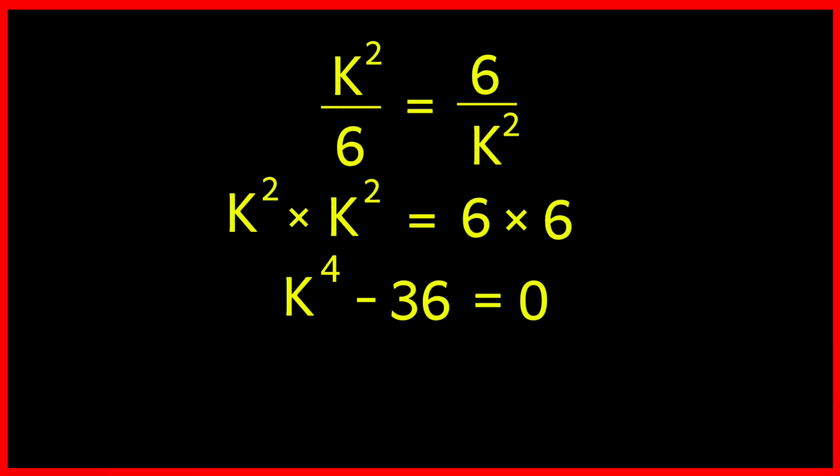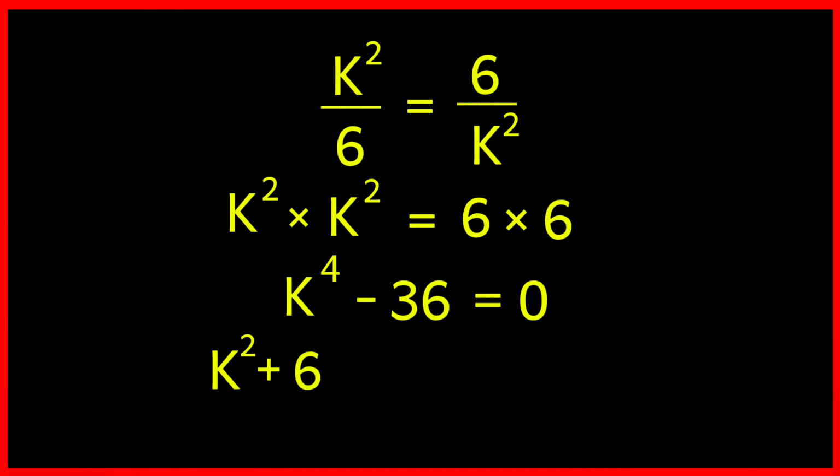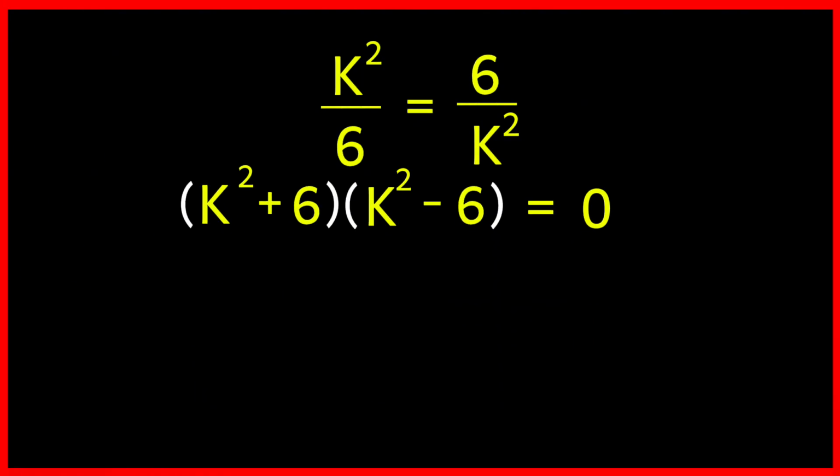And at this point, we recognize a special pattern called the difference of two squares, where a squared minus b squared can be written as a plus b multiplied by a minus b. So applying that idea here, we rewrite the expression as k squared plus 6 in one bracket multiplied by k squared minus 6 in another bracket equals 0. Now, since the product of two expressions is equal to 0, it means that at least one of them must be equal to 0. So we consider two separate cases.